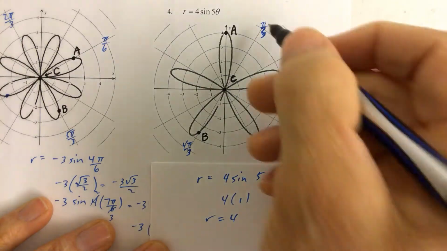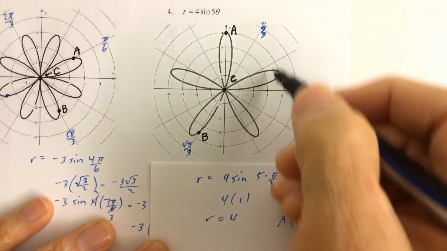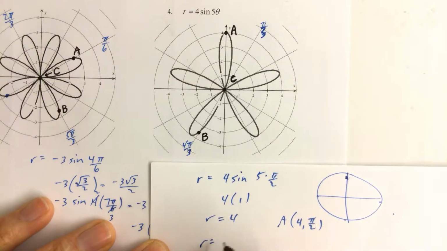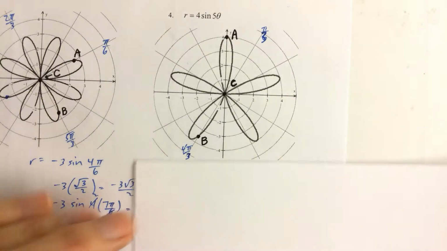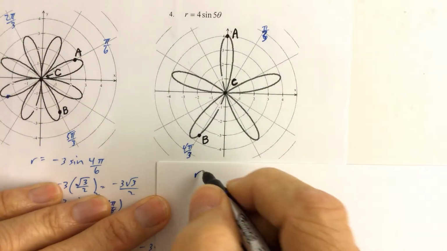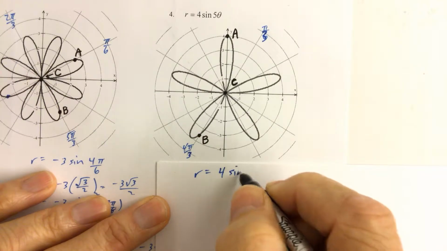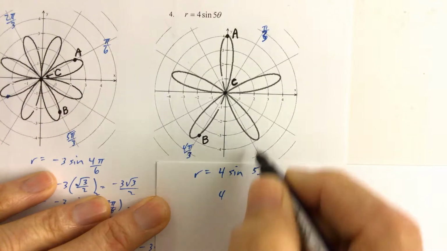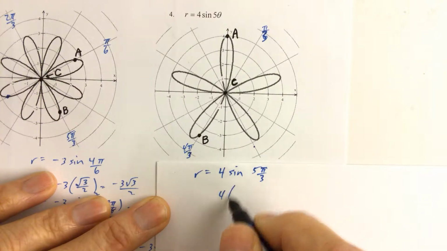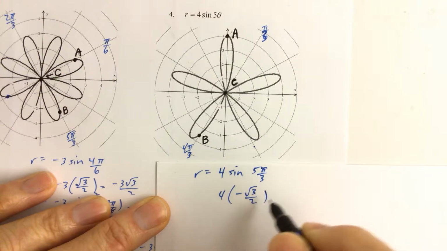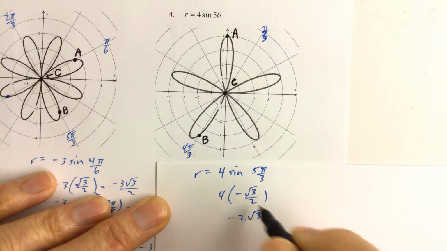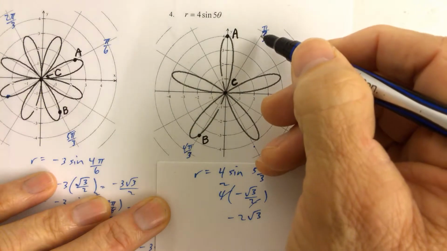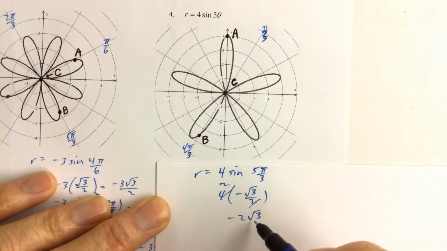I always like to start with the one that's the first one I get to, going around the circle, starting at 0 and going counterclockwise. So if I plug in, let me get a fresh sheet of paper here. If I plug in pi over 3, I'm going to get r equals 4 times the sine of 5 pi over 3. And sine of 5 pi over 3 is negative radical 3 over 2. So therefore I get negative 2 radical 3. 2 goes into 4 twice. And so when theta equals pi over 3, r equals negative 2 radical 3.